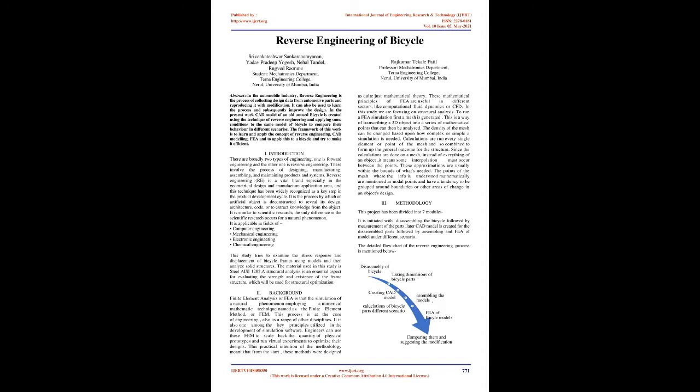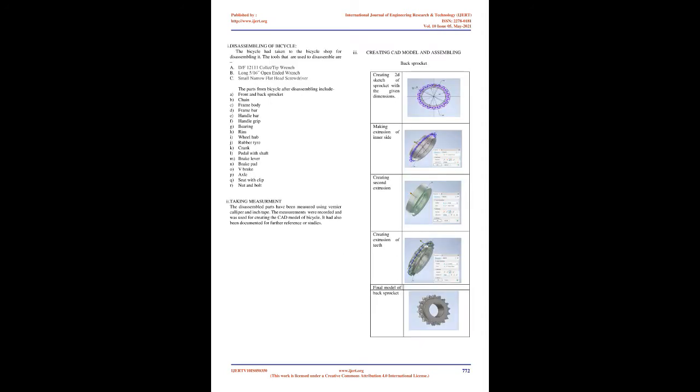Introduction. There are broadly two types of engineering, one is forward engineering and the other one is reverse engineering. These involve the process of designing, manufacturing, assembling, and maintaining products and systems. Reverse engineering, RE, is a vital branch especially in the geometrical design and manufacture application area, and this technique has been widely recognized as a key step in the product development cycle.